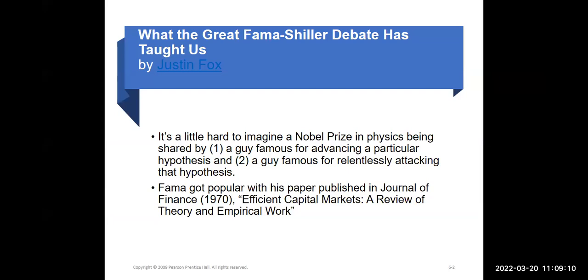We are going to learn what we can from the debate between Eugene Fama and Bob Shiller about the efficiency of the financial markets. If you want to read this whole article, you can search for it on the internet.